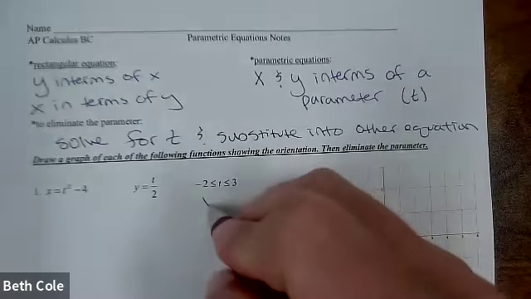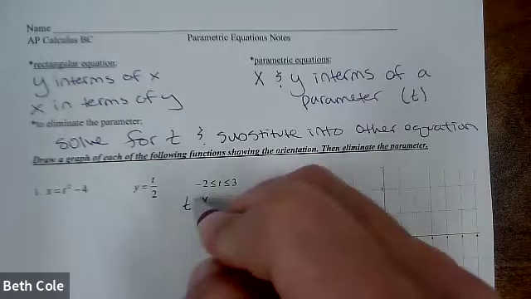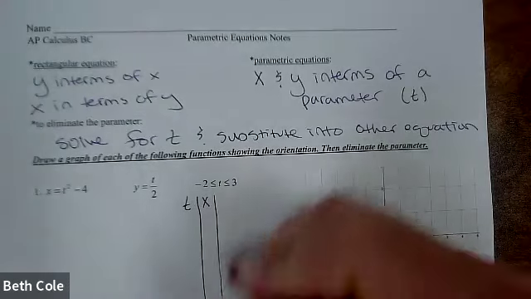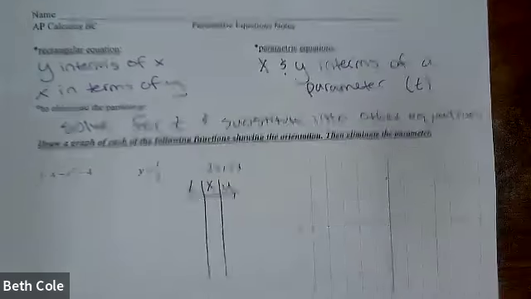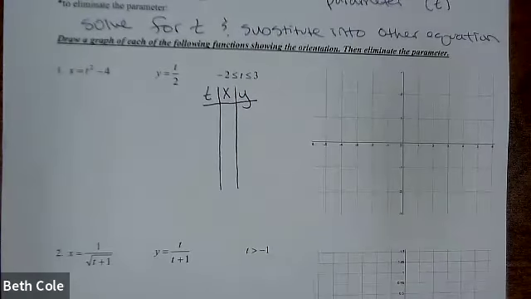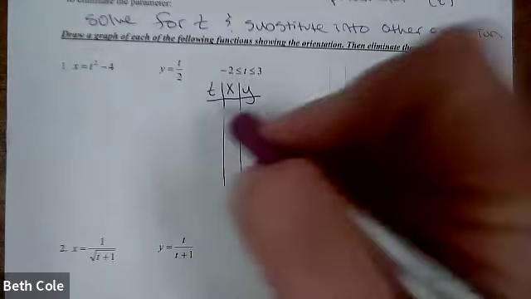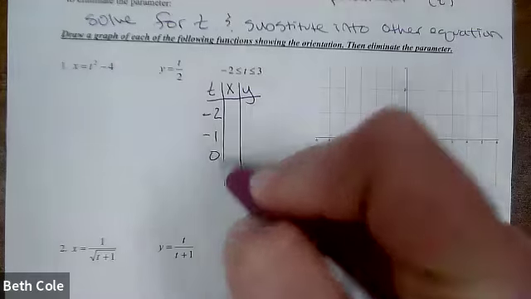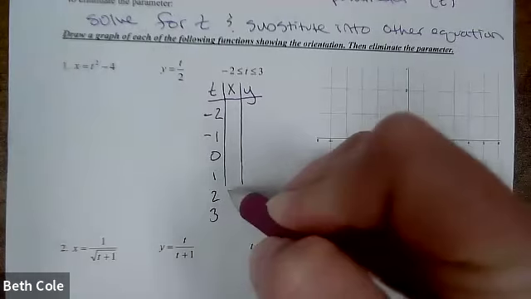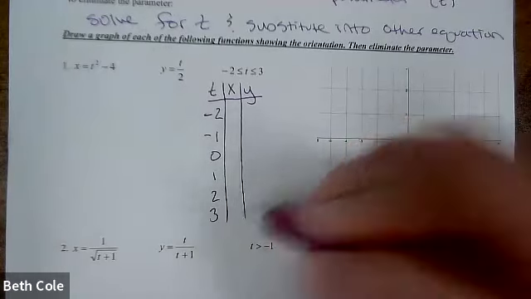So first thing we're going to do for this is make our table. You're going to have t, x, and y. Now, sometimes they give you t values that you should stay between, and sometimes it's just whatever. Usually you have an interval, though. This one is from -2 to 3. So I'm going to go ahead and make my list of numbers from -2 to 3.